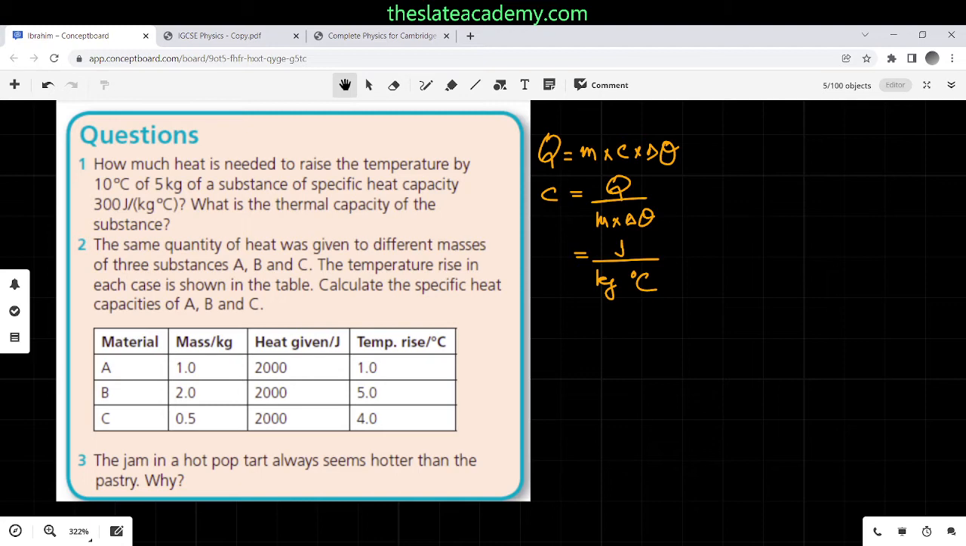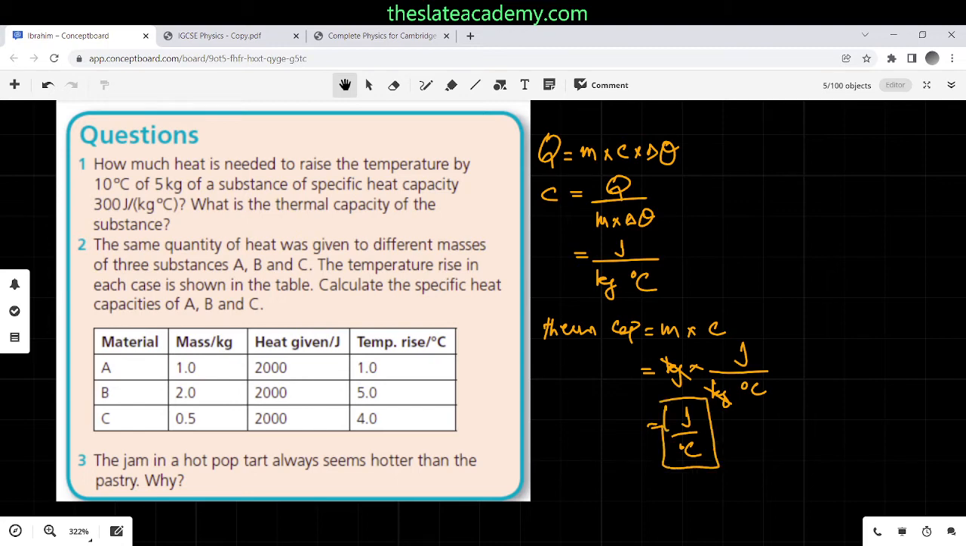And when we are doing thermal capacity, for thermal capacity we say mass times specific heat capacity, right? So mass is in kg, and specific heat capacity we just found out is joules per kg per degree centigrade. So kg would cancel kg, and we'll be left with just joules per degree centigrade. So this is the SI unit for thermal capacity, joules per degree centigrade, and for specific heat capacity, it's joules per kg per degree centigrade.